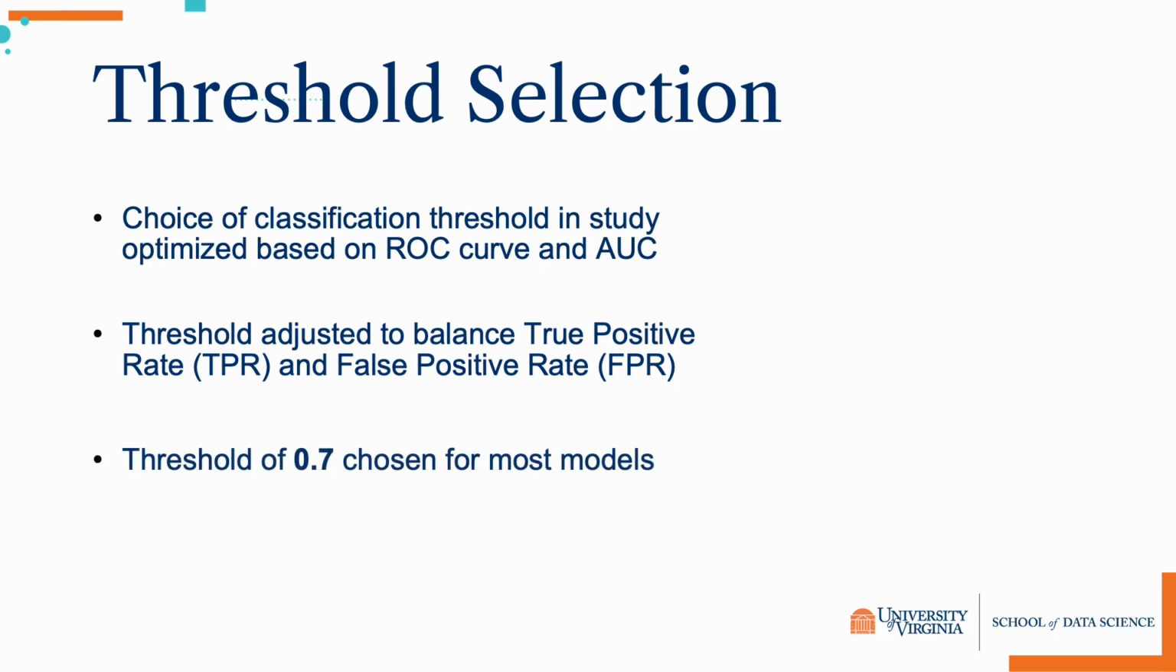And based on this analysis, we selected a threshold of 0.7, which offered the best trade-off for most of our models. This choice helped us reduce false positives, which is especially important in disaster response scenarios, where misidentification could lead to wasted resources.